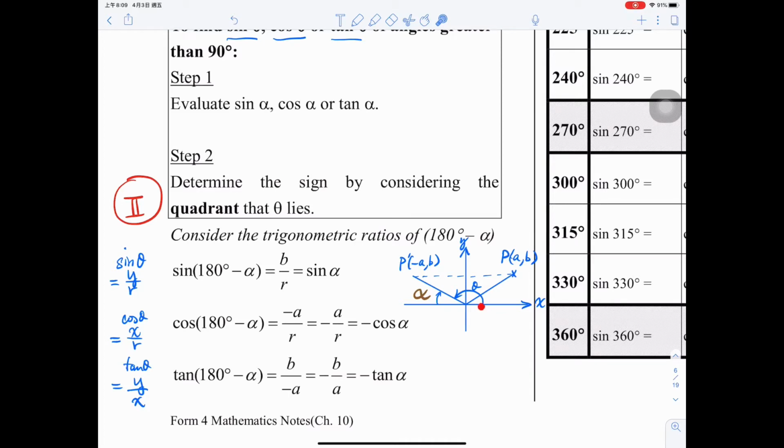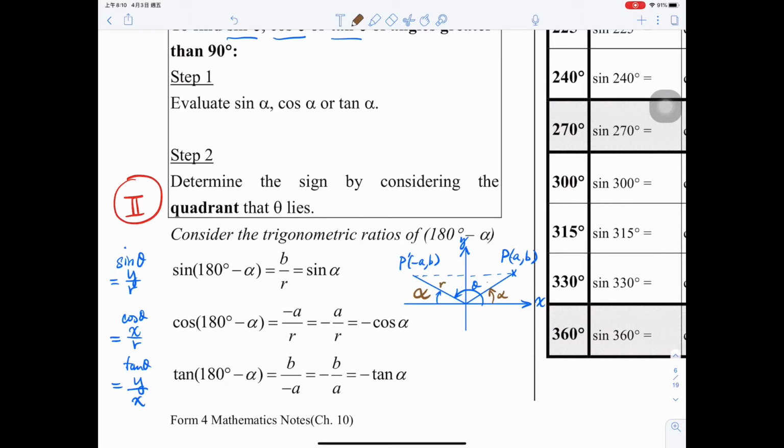So if now theta is 180 degrees minus alpha, that means in quadrant 2. The reference angle alpha is here. Then what's the sine ratio here? You see that's y over r, that means b over r. B over r is actually the same as sine alpha. Maybe you say that here is like the alpha, the size just the same, right? Because the length is r.